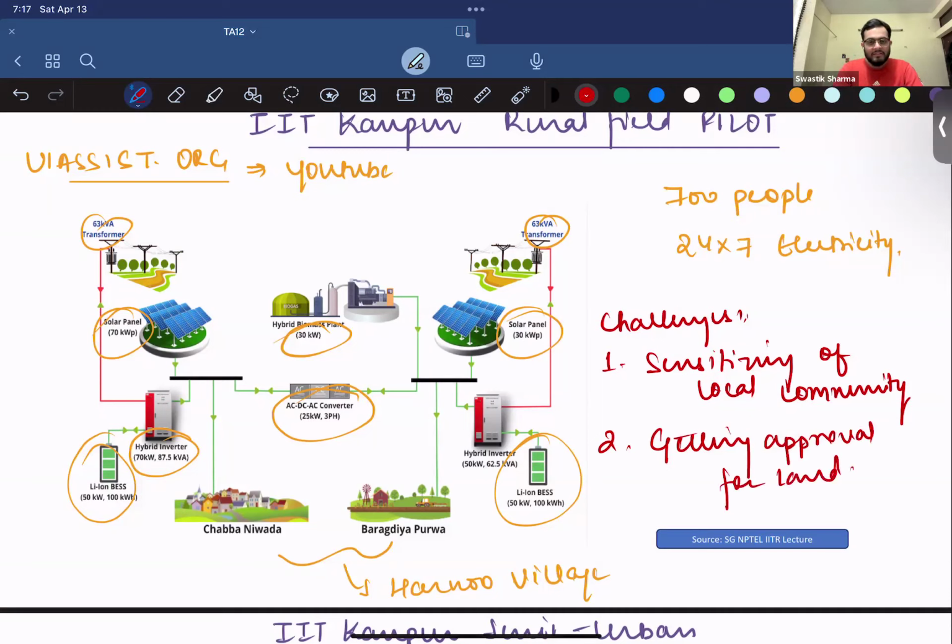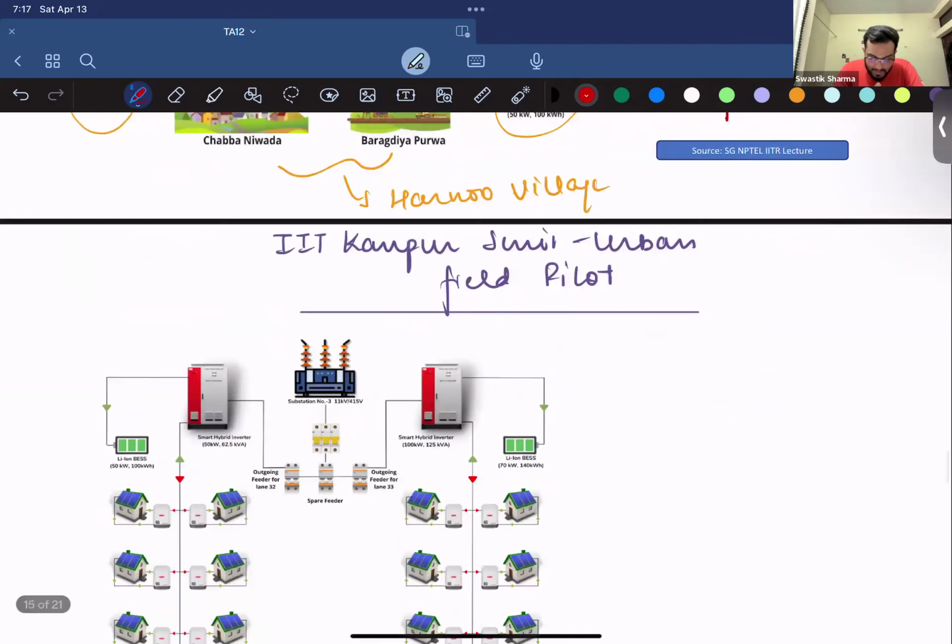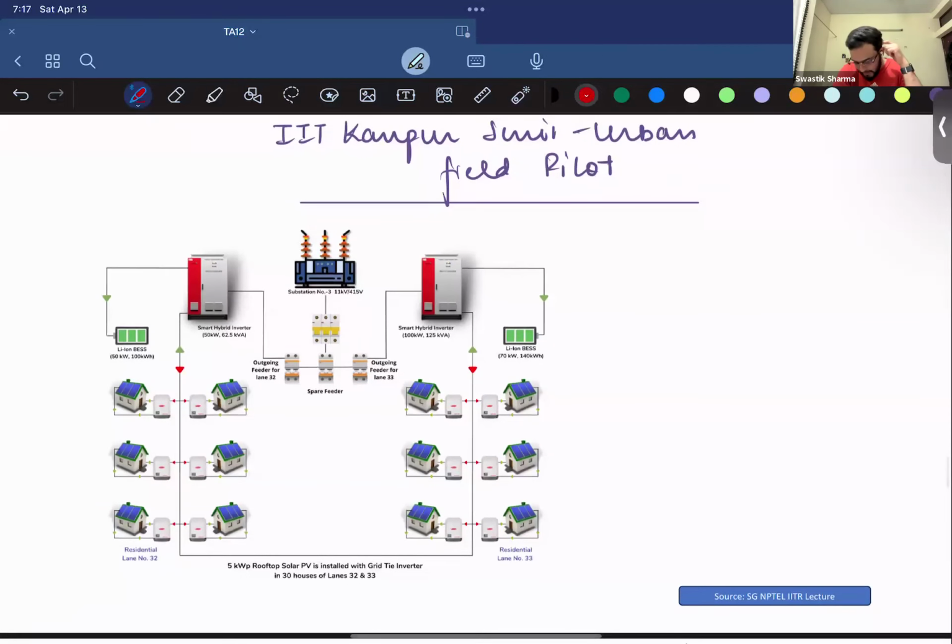So we overcame this challenge and we were able to deliver this rural field pilot project as well. Next thing was a semi-urban field pilot. In the semi-urban field pilot, what we wanted to do was, in our IIT Kanpur, we have residential houses for professors.